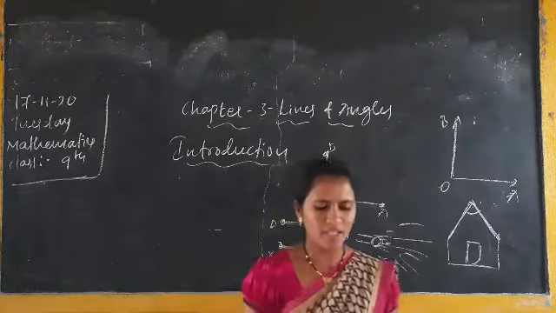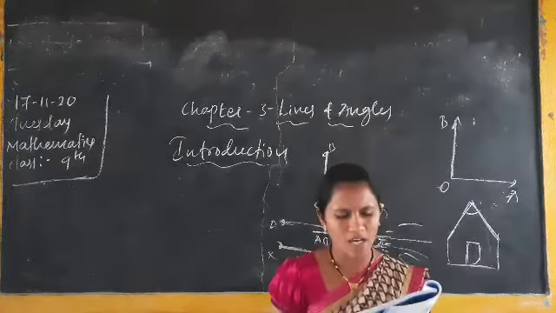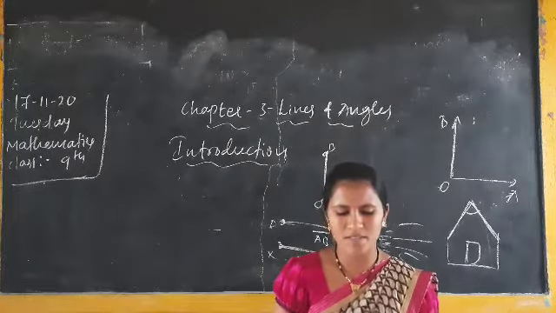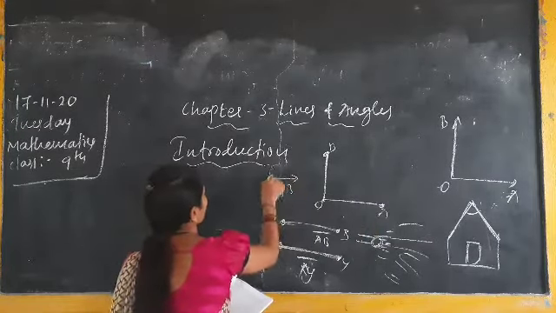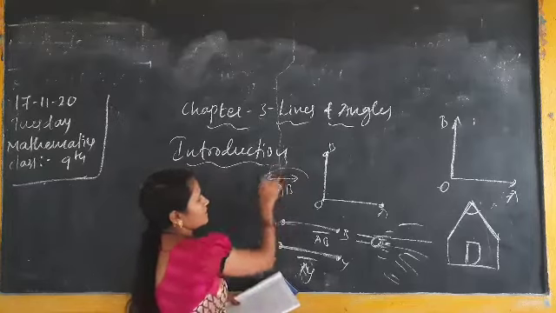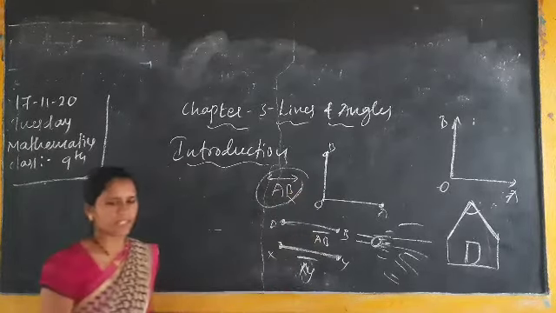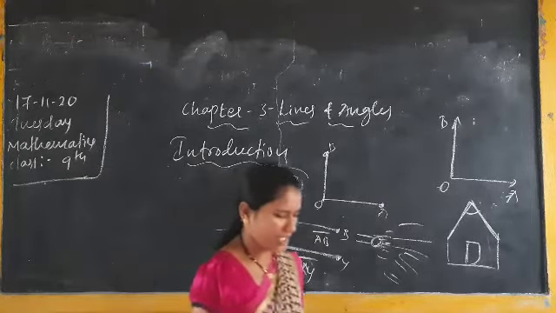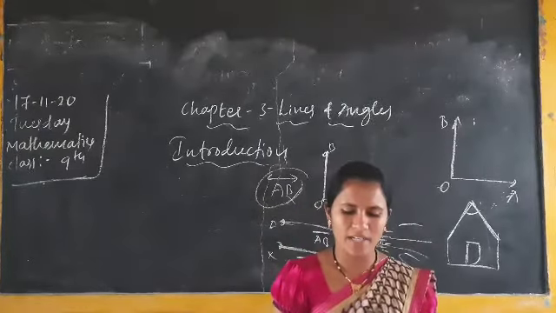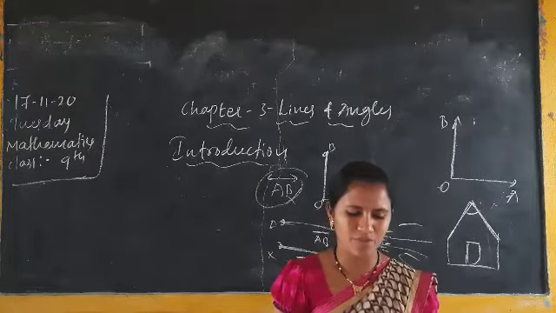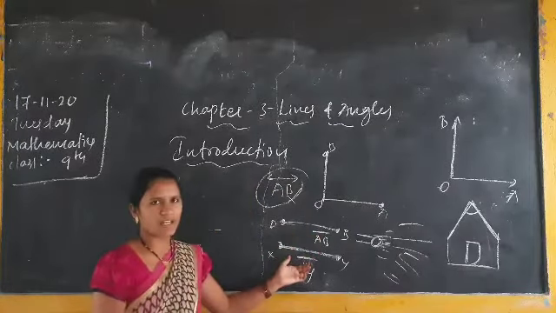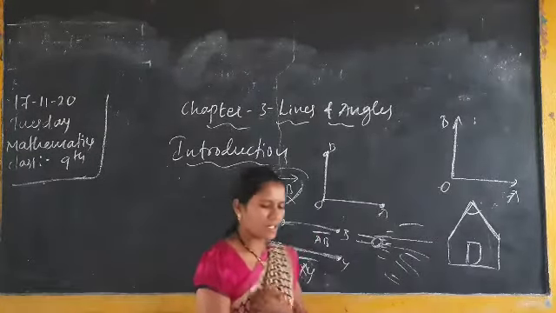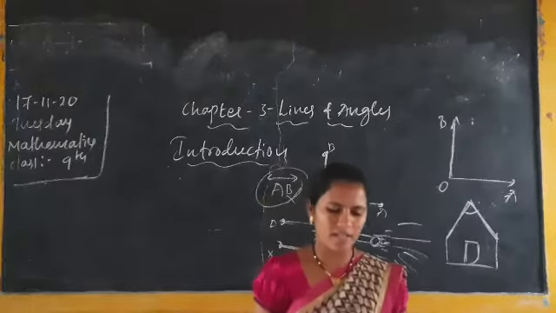Next, a line is denoted by AB, however we will not use these symbols. For example, if I am writing AB like this with arrows, it is not a line segment. Okay. Next, sometimes small letters L, M, N, etc. will be used to denote lines. Capital or small letters we are using for denoting the line segments.